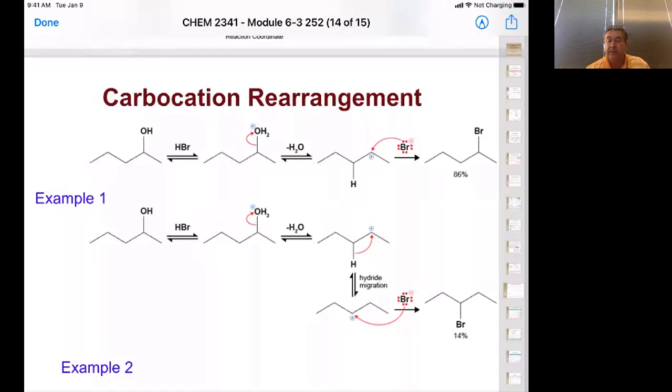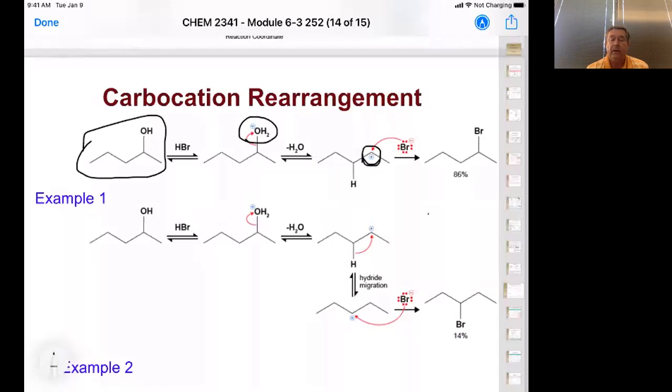So in this case here, we're going to start with our compound here. This is our secondary alcohol, and we're going to go ahead and protonate that OH to make it a really good leaving group. And when we protonate that OH, we can form a secondary carbocation. Okay.